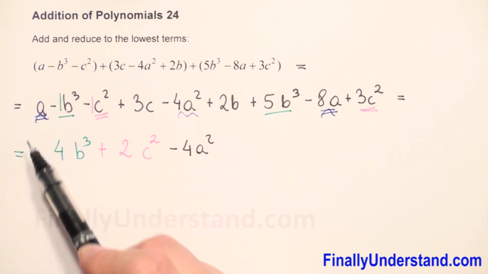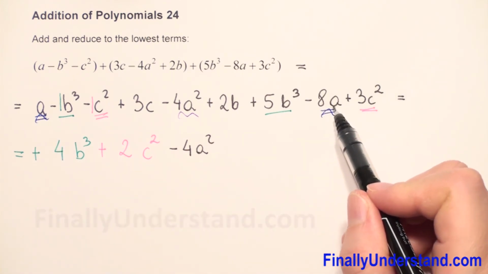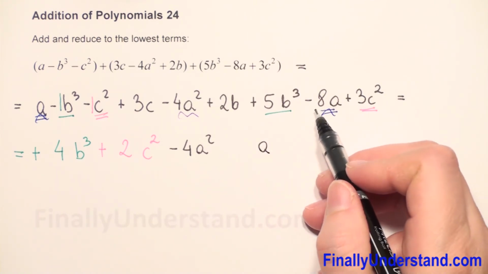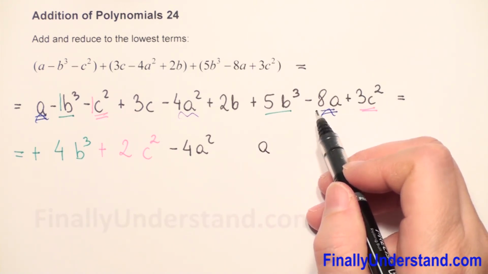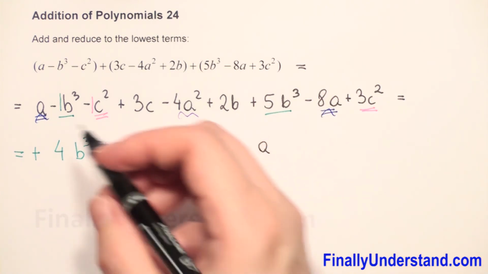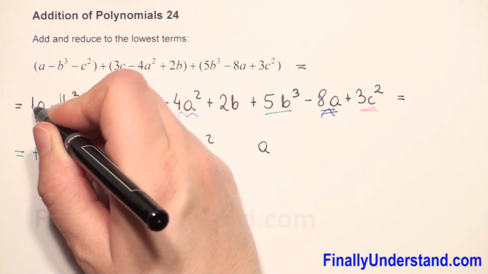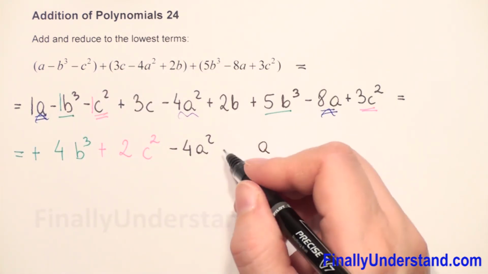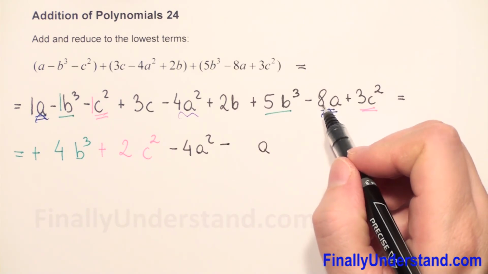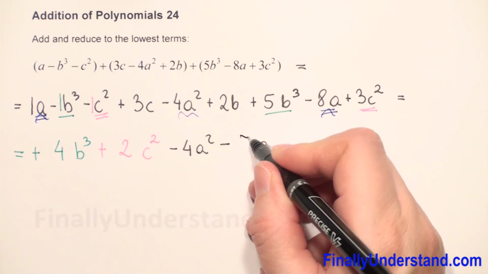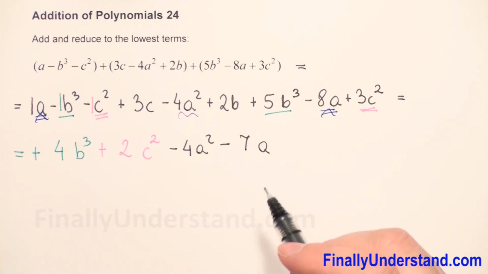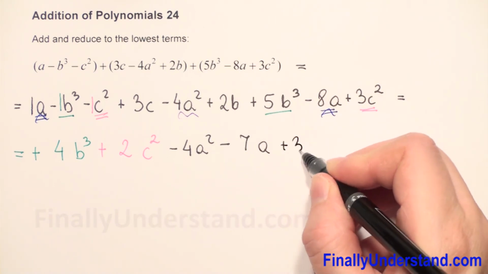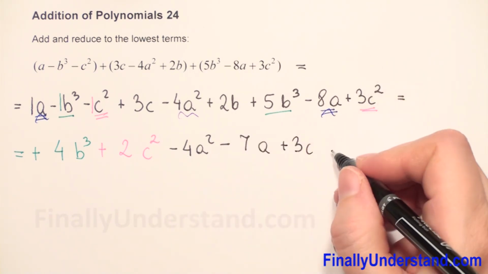Now we have a and negative 8a, so we copy the variable a, and we keep the sign of the number which is greater. We have here negative 8, and here there is an invisible 1, so we have 1 and 8. 8 is greater, so we keep the negative sign. And now we subtract: 8 minus 1 is 7. And what else do we have? We have 3c and we have 2b.